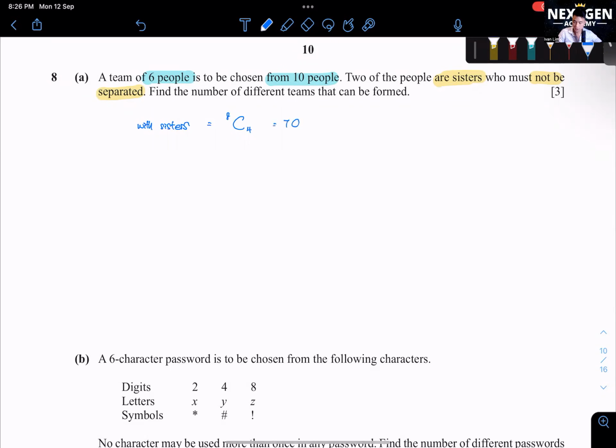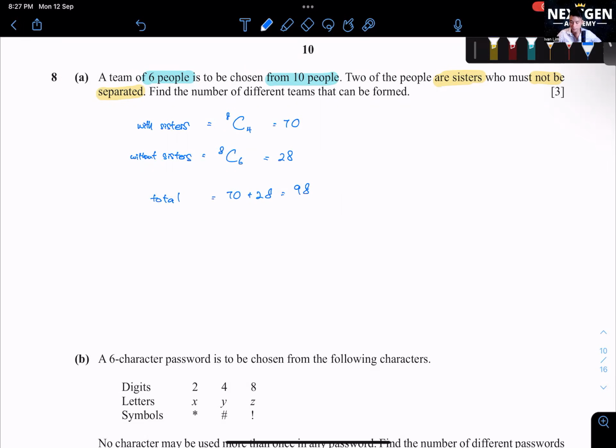So this will be 70. Without sisters, that means we exclude the sisters. So I still have 8 other people to fill up these 6 spaces. Then you get 28. I see a lot of people just wrote the first one. You'll get 1 mark for that. Total 70 plus 28, which is 98. Okay, total you will get 98.